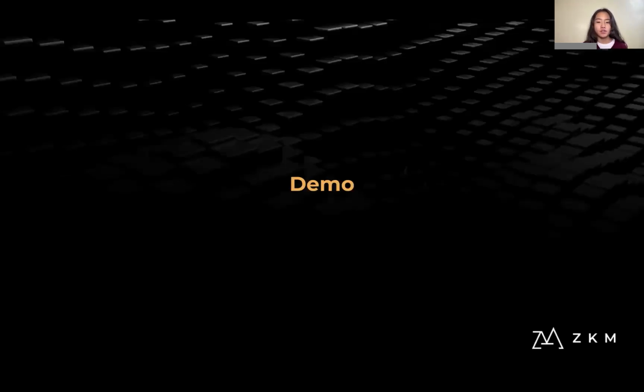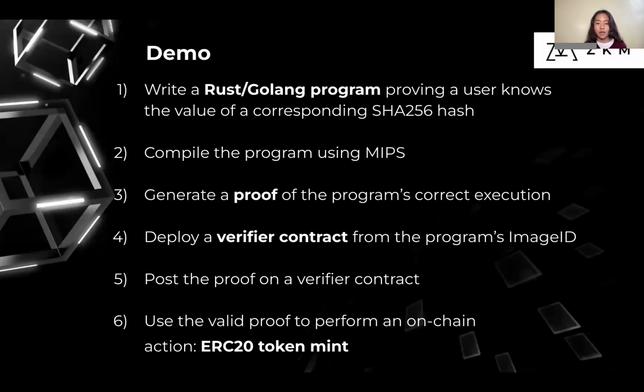So we'll be writing a program proving that a user knows the value of a corresponding SHA-256 hash using ZKM's Prover Network. The Rust and Golang versions for these programs are part of ZKM's project template that you can use. We'll then generate a proof using the Prover Network for this example, but you could also use your local machine if you'd like.